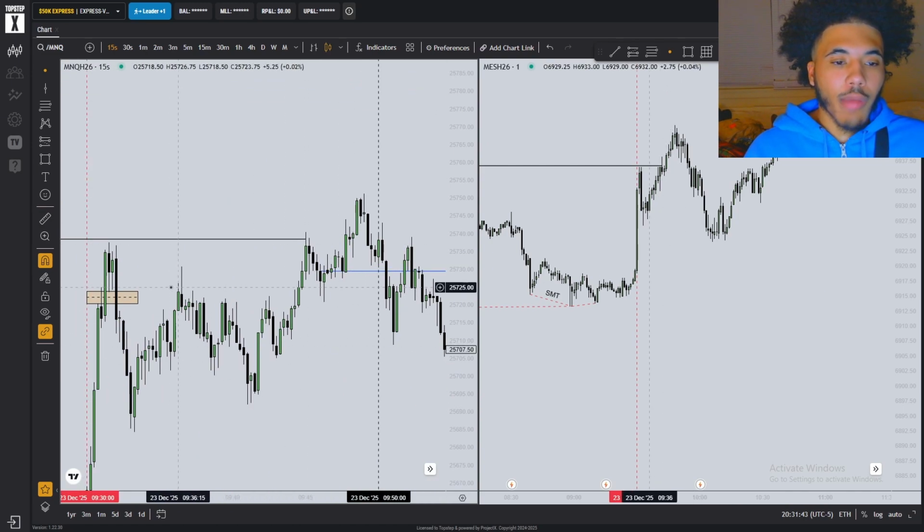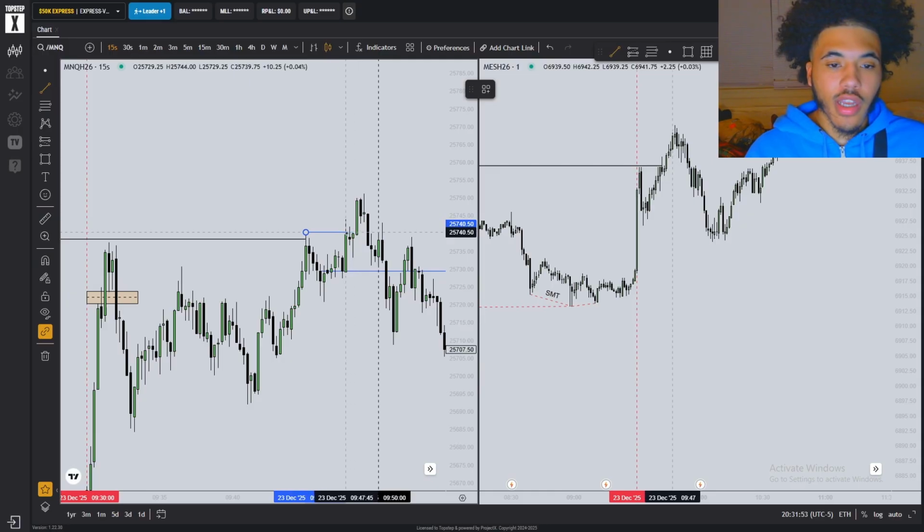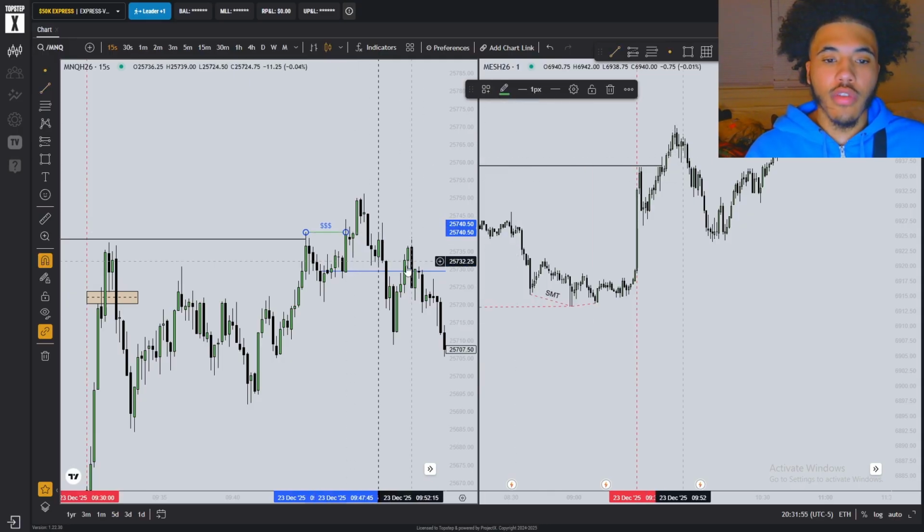So I'm taking these shorts. This is all just noise. Look, it's just sideways. It's just sideways. Sideways. Boom. Buy side's now swept. So now this is where I want to see this high. What happens after this high? That's what I'm really looking for.